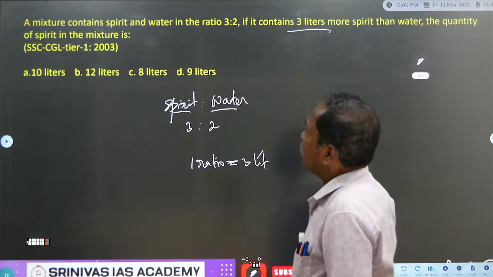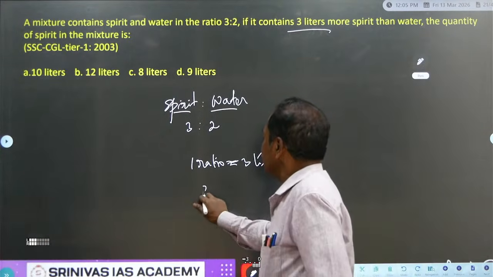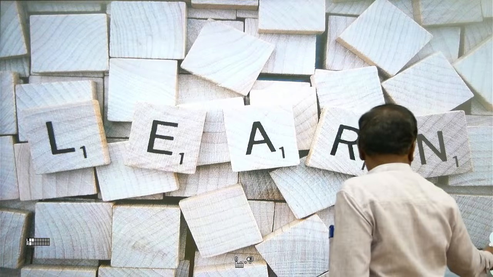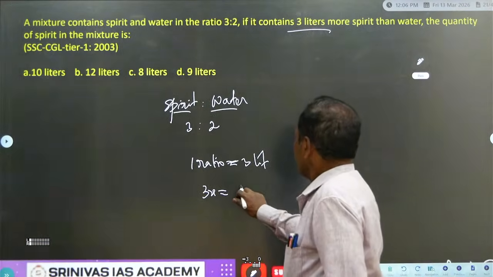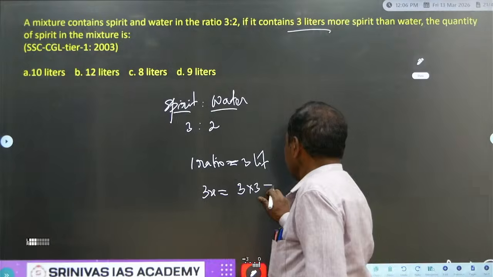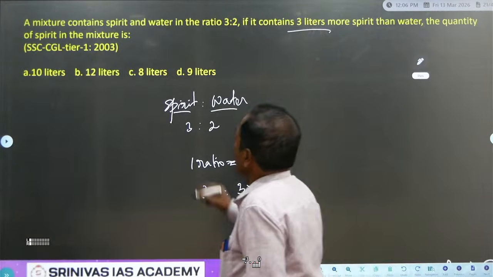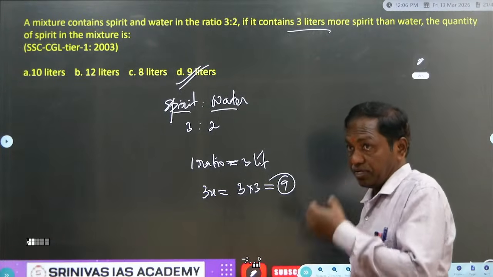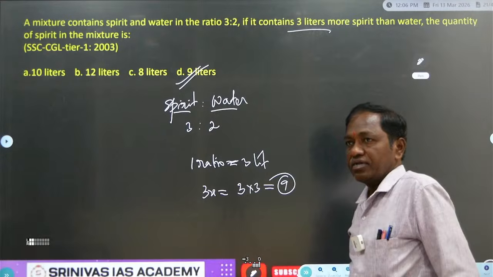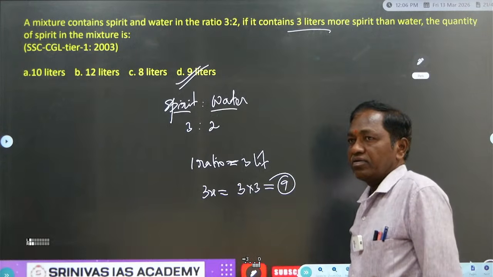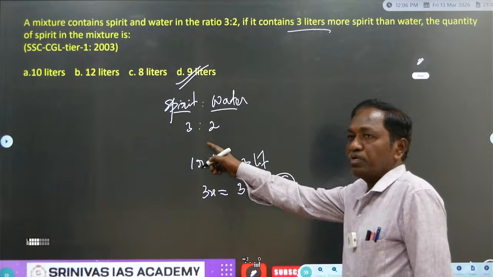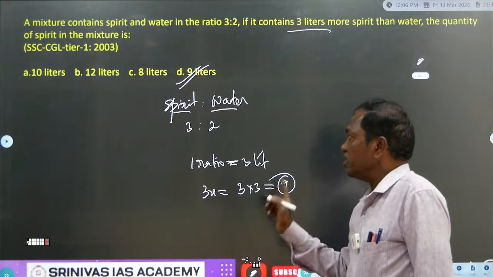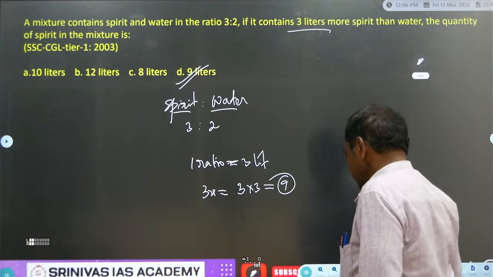Then what is the quantity of the spirit in that mixture? 3x. This is equal to 3 into 3, which is 9 liters. Option D. Nice. Did you not understand this? What is the ratio of more ratios? 1 ratio more, in the quantity 3 liters more. So you can equate LHS equal to RHS.